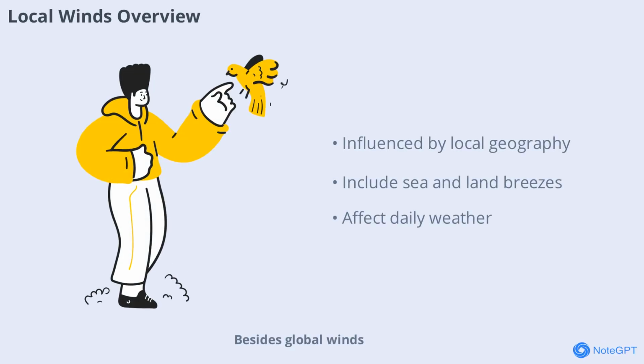Besides global winds, local winds also play a significant role in our daily weather. These winds are influenced by local geography, such as mountains, valleys, and bodies of water. Examples include sea breezes, land breezes, and mountain winds. Local winds can change direction quickly and are often responsible for sudden weather changes. Understanding local wind patterns helps meteorologists provide more accurate forecasts for specific regions. Next, we'll take a closer look at sea breezes and how they form.